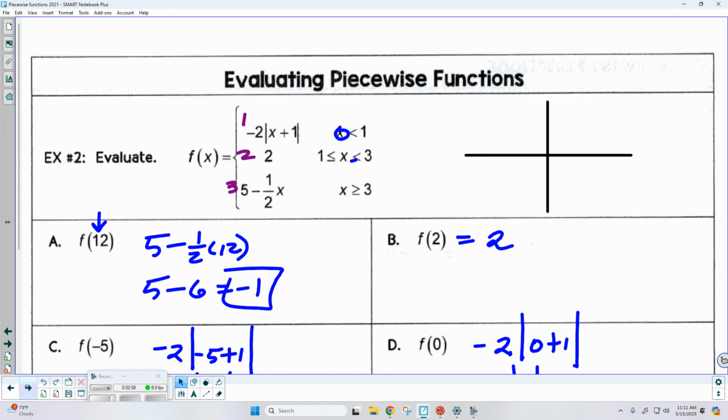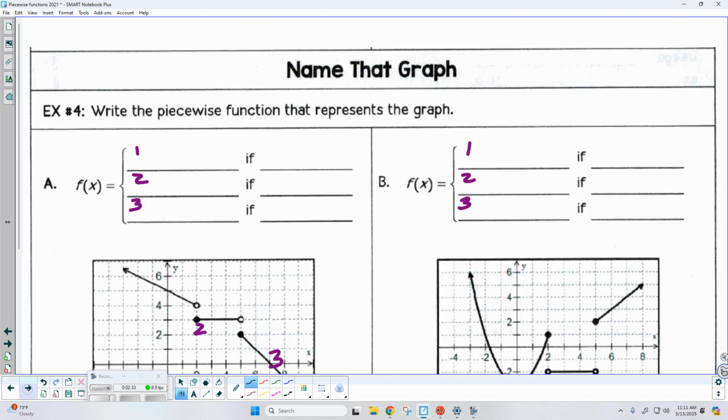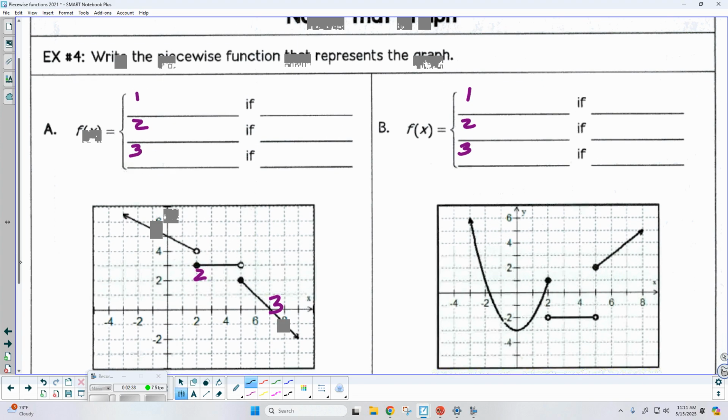And then the last thing we did yesterday was we actually started looking at some piecewise functions and how to evaluate them. Remember, these portions at the very end right here, these are what we refer to as subdomains. That is where that portion of a particular function or piece of it is allowed to exist. Okay. So now, let's take a look at this. Write the piecewise function that represents the graph.